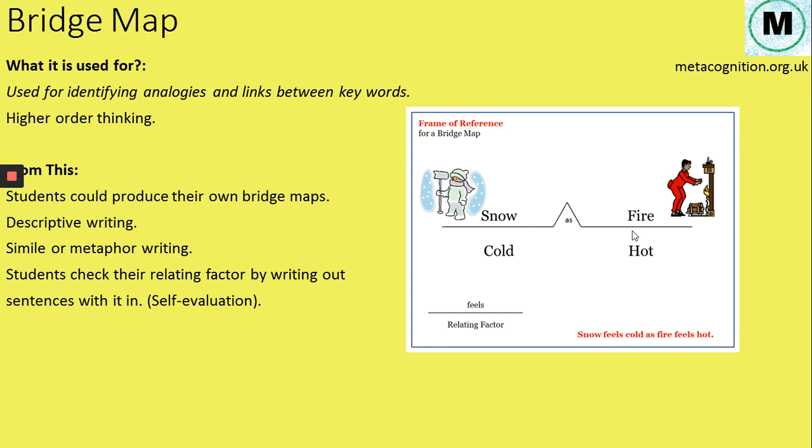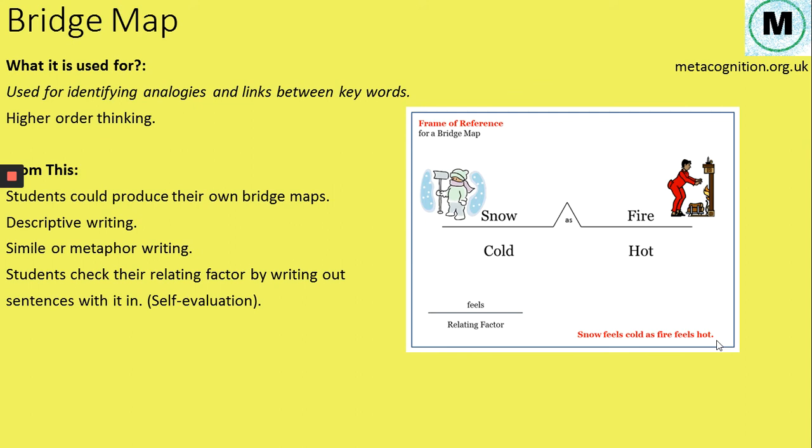And then great thing about this is students can always check if they're correct. So by writing in the related factor, students can decide whether their sentence is correct or not. So in our example here on the right-hand side, by writing out the sentence, snow feels cold as fire feels hot, writing that out, does it make sense? Get someone else to check it, their partner, their group member. Oh, it does make sense, so I must be correct. So if it's making sense, it must be correct most of the time.